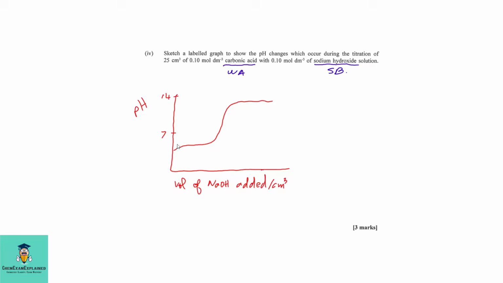So we are adding volume of sodium hydroxide to the carbonic acid. Therefore, the pH must start low. For a weak acid, it is going to be somewhere between 4 and 6. So the weak acid will start to increase in pH as you titrate the sodium hydroxide into the conical flask. You will then have a sharp rise when we reach the equivalence point, and then it plateaus when we have a higher concentration of OH minus ions than H plus ions. And so we have a rise in our pH curve.